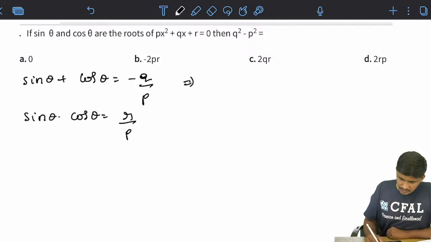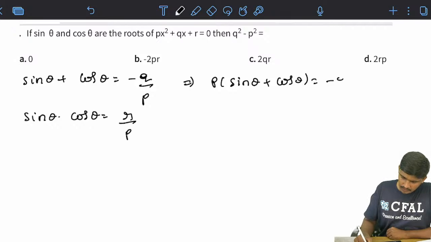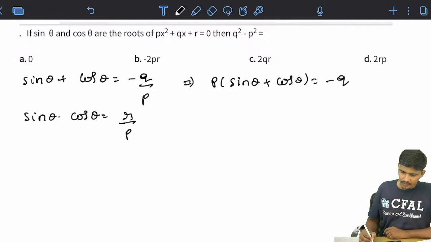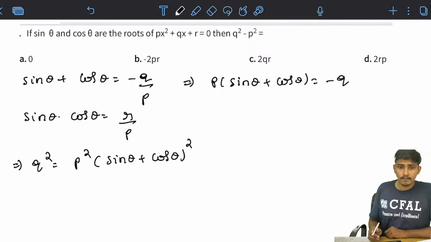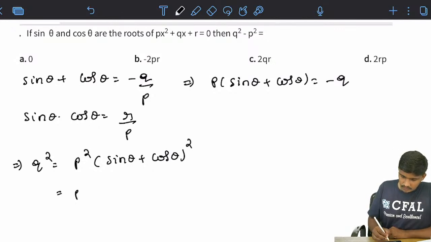So this equation implies that p into sin theta plus cos theta will be equal to minus q, right? Which implies q square will be equal to p square into sin theta plus cos theta the whole square. Now we will substitute in our equation. So what is q square minus p square? This is what we wanted, right?